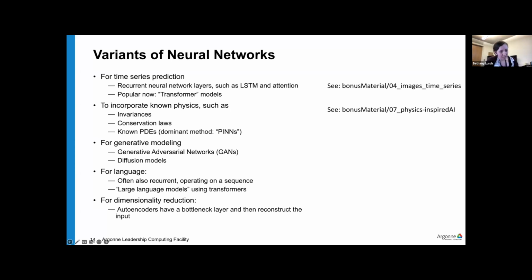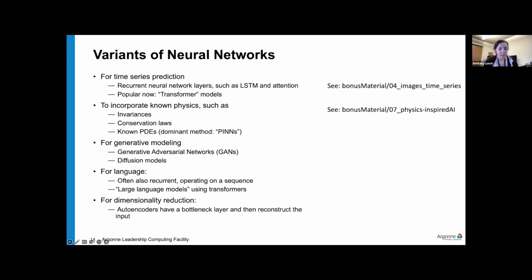As I mentioned before, there's the task of generative modeling, and some variants of neural networks for generative modeling are generative adversarial networks, or GANs, which I have another slide on, or the newest thing that's very successful this year is diffusion models. If you're working with language, you can think of it as a sequence, like you've got a sequence of words or characters. So it's also often some kind of recurrent neural network, and what's referred to as large language models are using transformers, like I mentioned above.